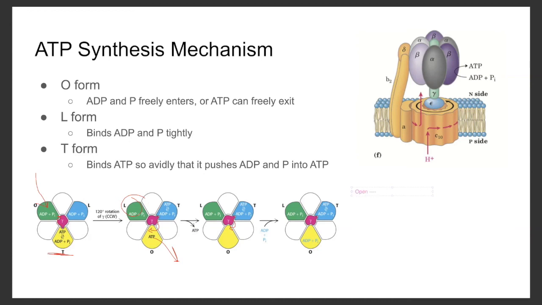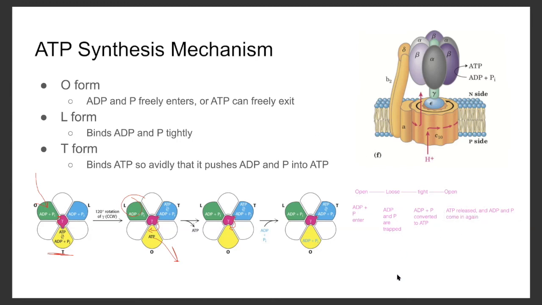First we go from open state, then we go to loose, then we go to tight, then we go to open again. So what happens at each step? First step, open, ADP and P enter. Loose state, ADP and P are trapped. Tight state, ADP and P converted to ATP. And then lastly, open state again, ATP released, and ADP and P come in again. So this is how the cycle goes.